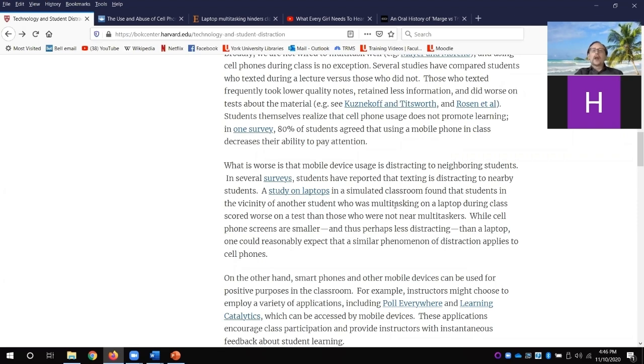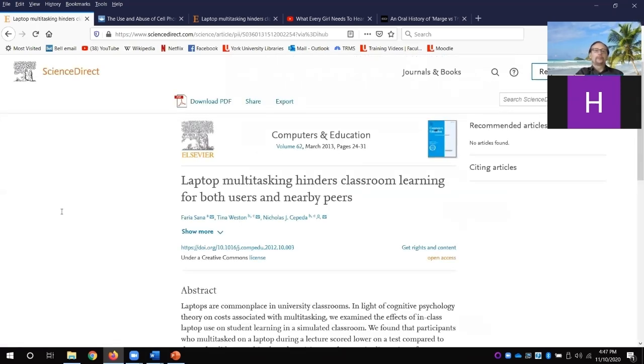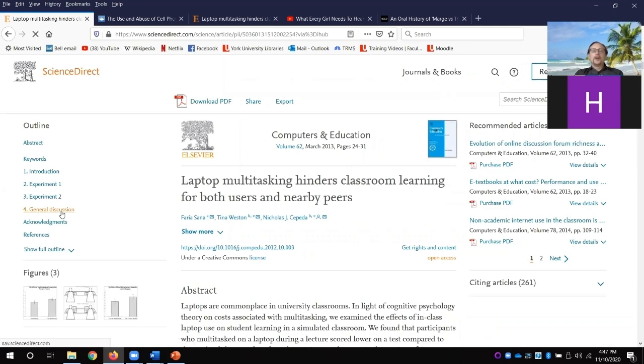A study on laptops in a simulated classroom found that students in the vicinity of another student who was multitasking on a laptop during class scored worse on a test than those who were not near multitaskers. This is the study that I alluded to a moment ago when I was talking about the colleague who was making the argument that we should ban laptops in the classroom. Let's click on this study, shall we? Laptop multitasking hinders classroom learning for both users and nearby peers.